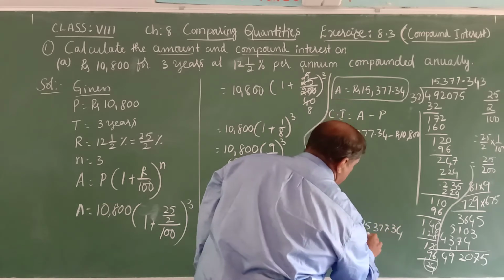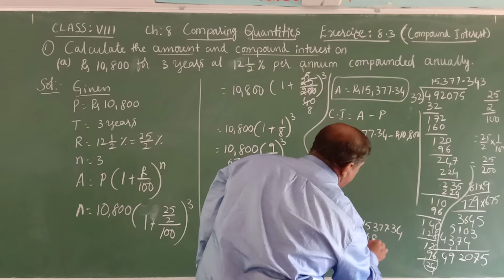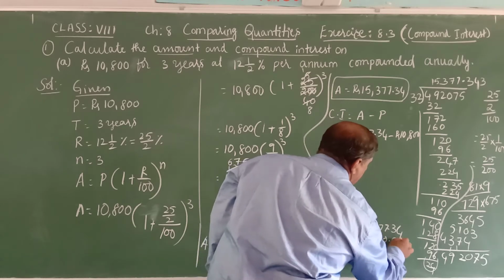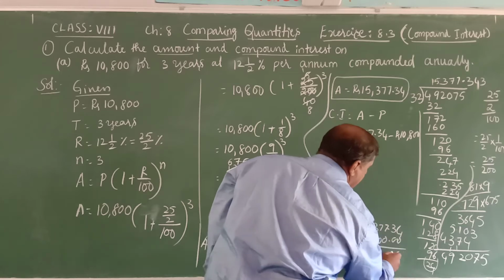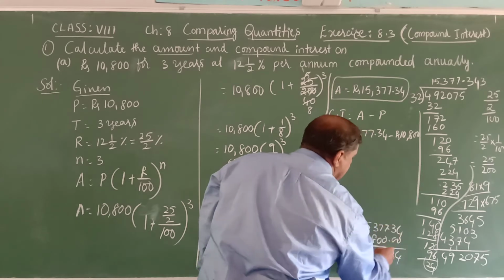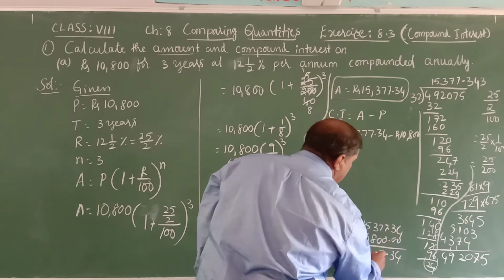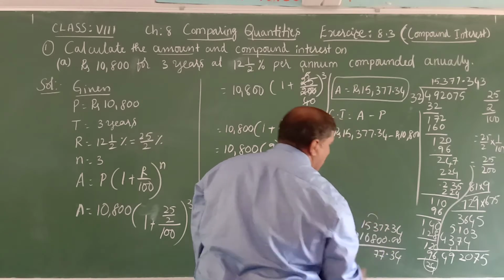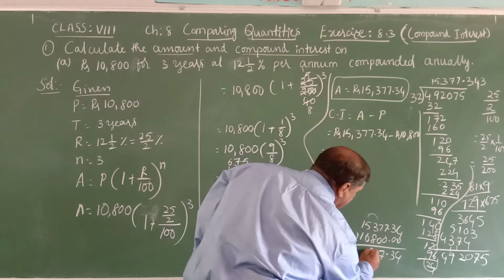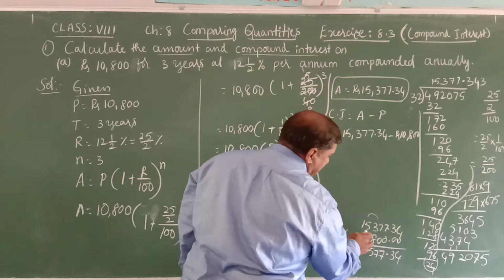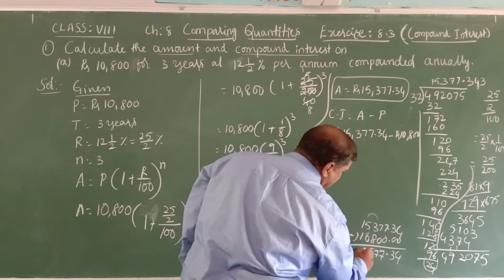15,377.34. That is 10,800 rupees. So when we subtract, 4 minus 0 is 4, 3 minus 0 is 3, 7 minus 0 is 7. Go for borrowing: 3 plus 10 is 13, 13 minus 8 is 5. And then here it is 4, 4 minus 0 is 4.